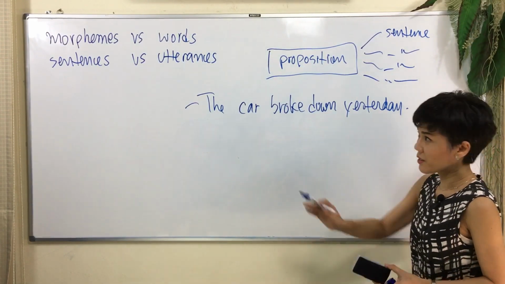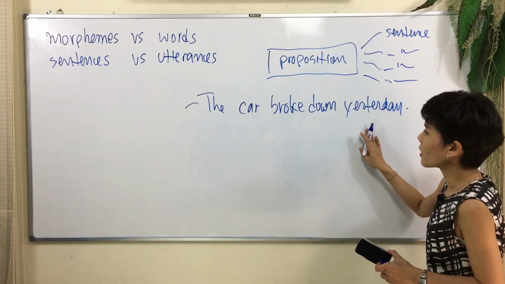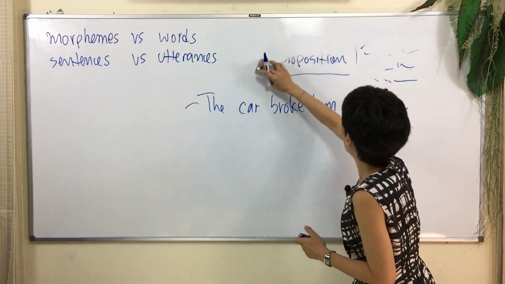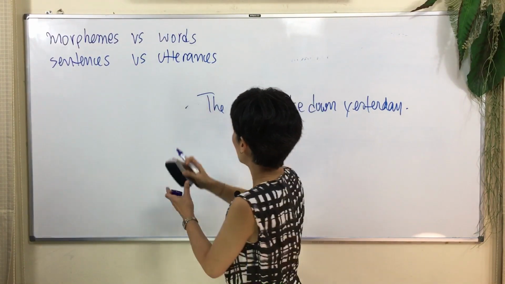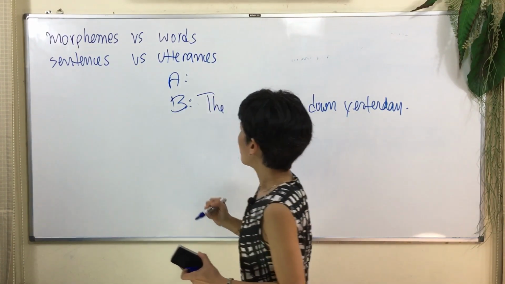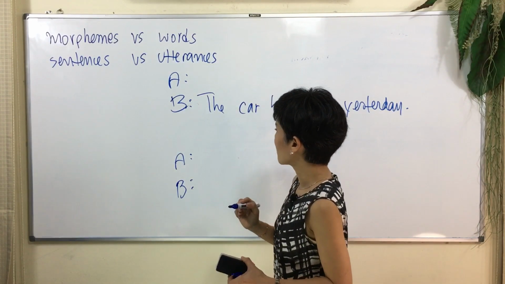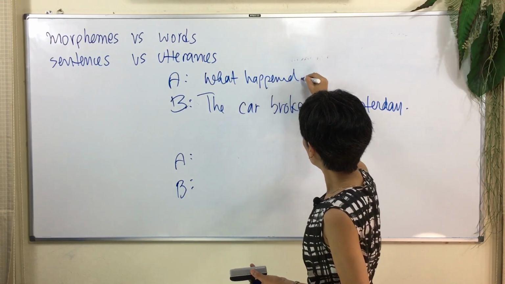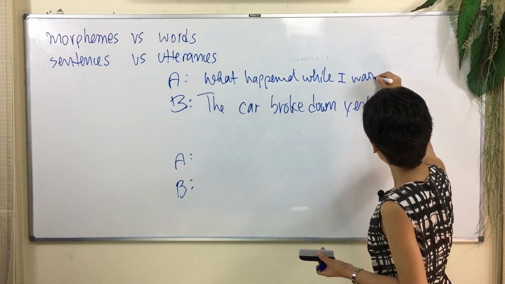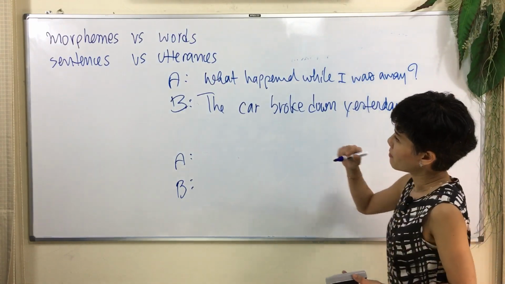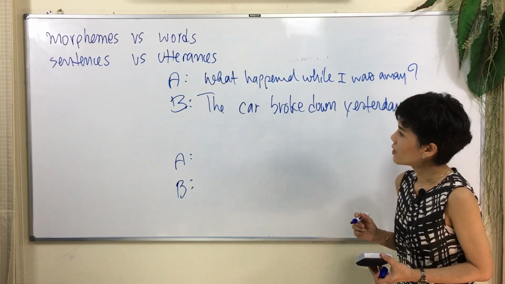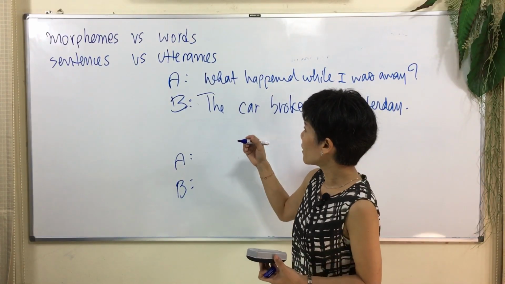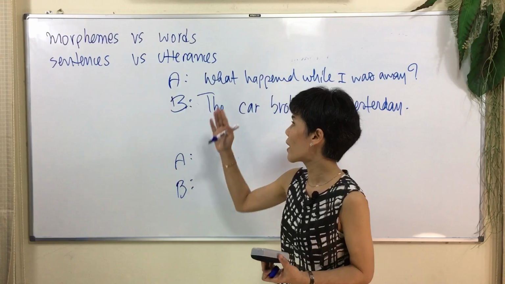Now, what about utterance? I'm going to use the same sentence, the car broke down yesterday, but then I'm going to put it into two contexts. Let's have A and B talking in two contexts. First, A is asking B, what happened while I was away? Then B's answer is, the car broke down yesterday. So here, this sentence is an utterance that is interpreted as a simple statement of fact, and is a direct answer to A's question.